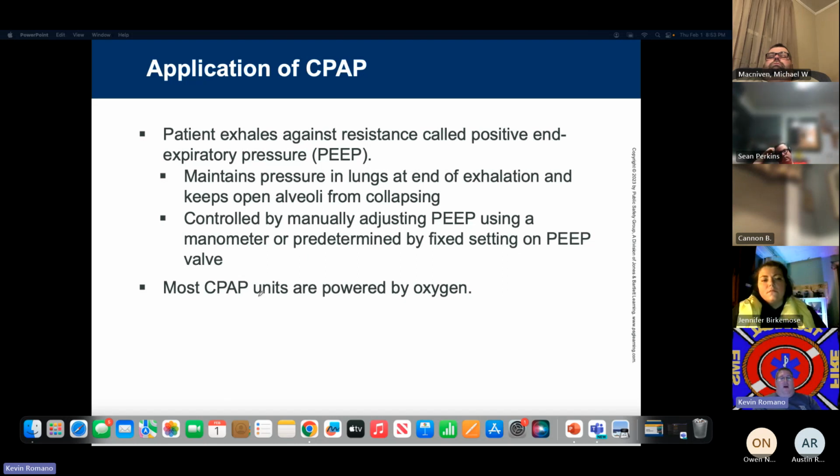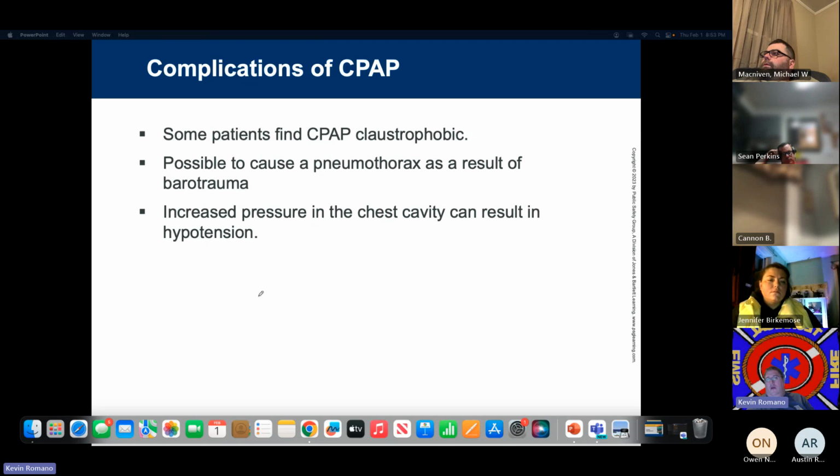Most CPAPs are powered by oxygen, but the one thing you've got to remember is proper planning, because oxygen consumption is necessary for this. It uses a lot of O2 because it's going at an FiO2 of 100%. Right? Patients may feel CPAP is claustrophobic. This is why I let the patient do it to themselves, and once they realize that it is working, they'll allow you to attach it to their head.